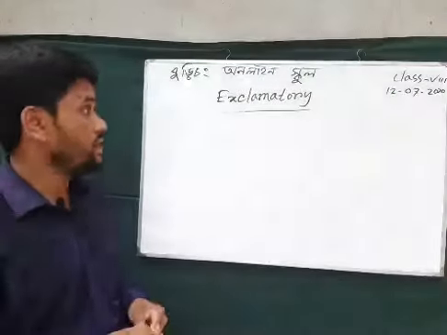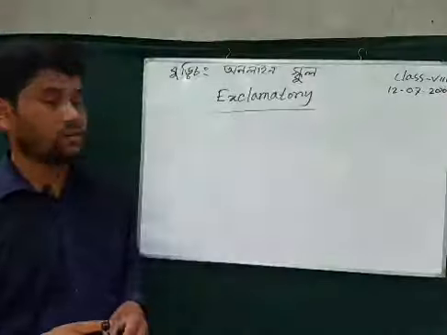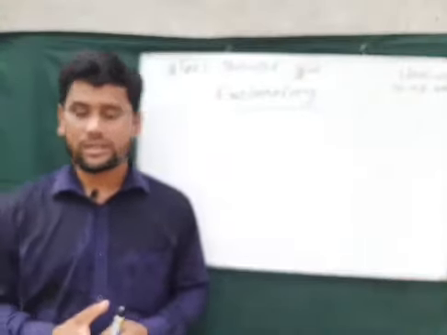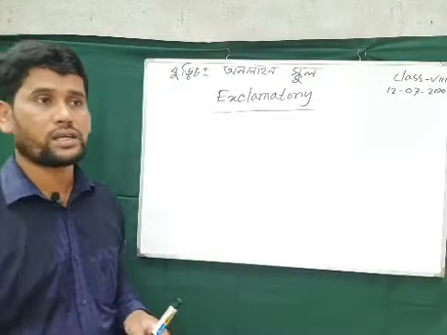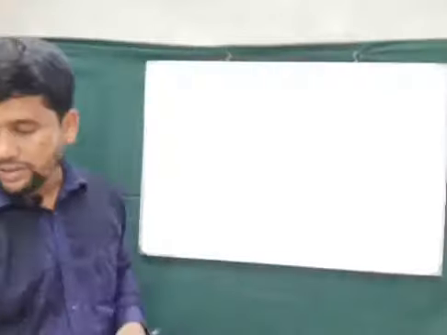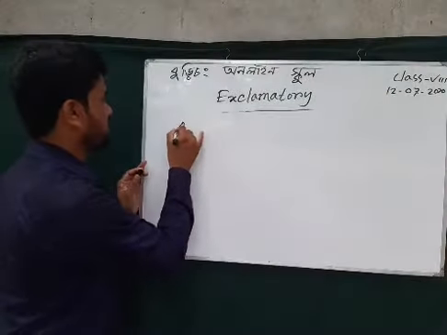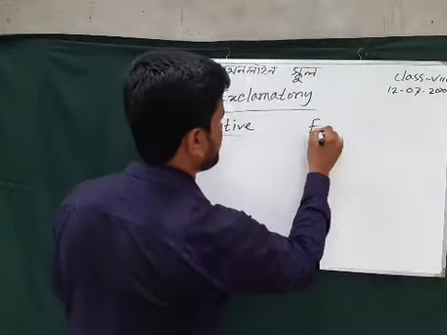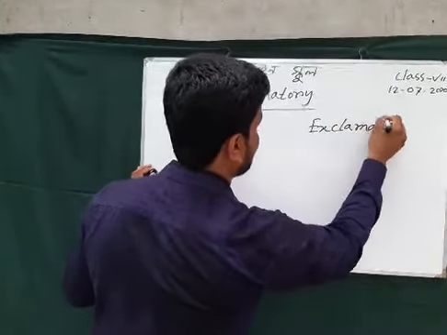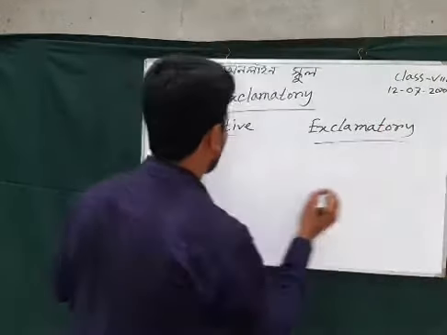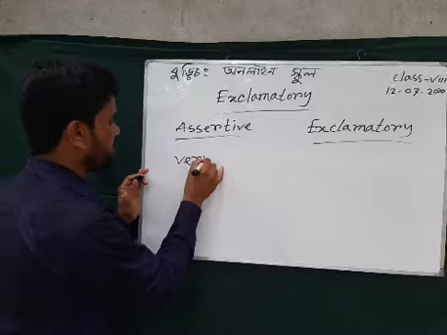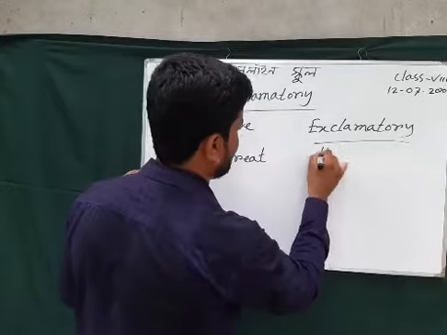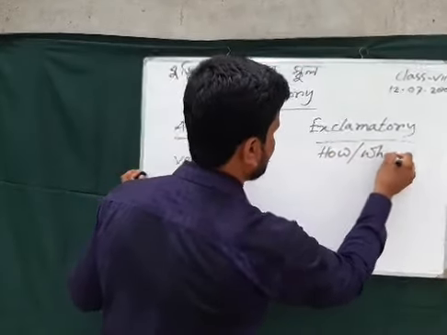So now, very fast, at the very beginning, I want to inform you that before changing assertive to exclamatory, we need to know what types of sentence we should change. Just like if we find an assertive sentence, first keep these points in mind, then we will change them according to structure. If we find very or great in an assertive sentence, then we will use how or what.